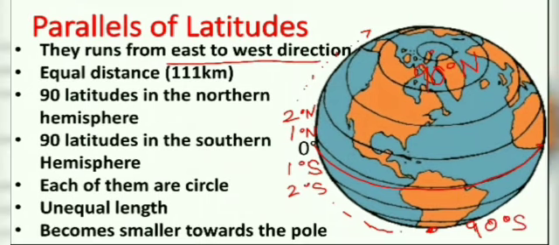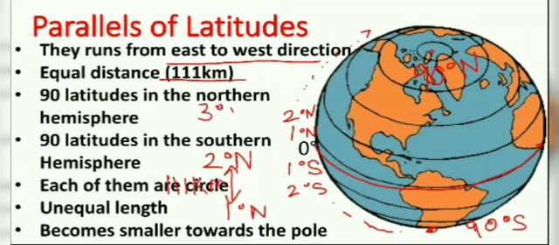All these latitudes are separated from each other by a distance of 111 kilometers. It means from 1 degree north latitude to 2 degree north latitude, there is a distance of 111 kilometers. And also if you go to 3 degree north, the distance is the same. So we can say that they are all at an equal distance, and hence the name parallels of latitudes.